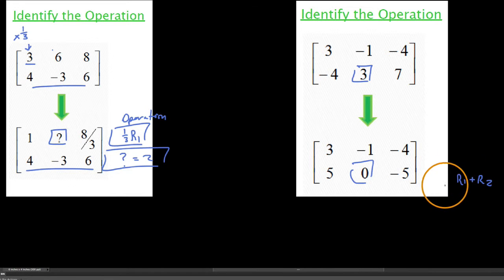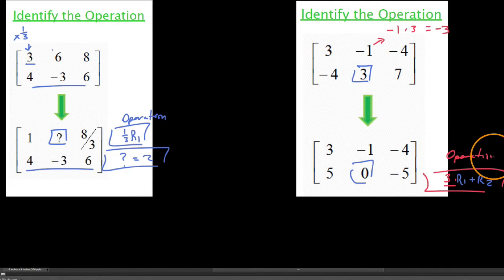The question is, what did we take times row 1 and add to row 2 to get this to be a 0? About the only thing I can think of adding to a 3 to get a 0 would be a -3. So here comes the question: what could I take times this -1 to get a -3? I suppose it would be just a 3 here. So what we must have done is tripled the first row and added it to the second row. This must be our operation right here.